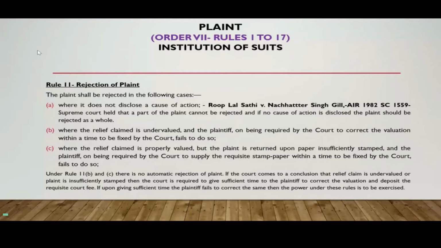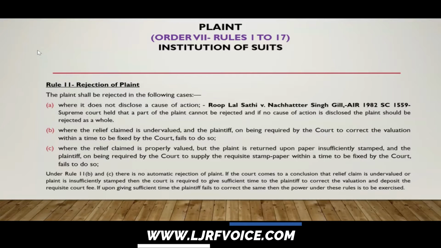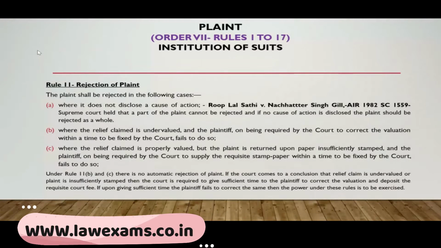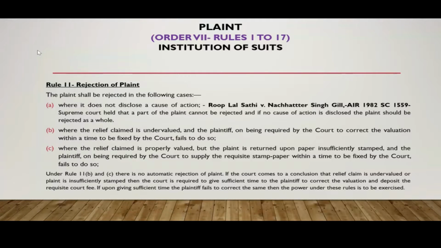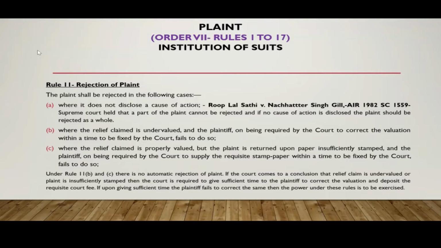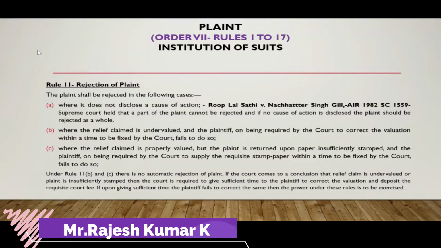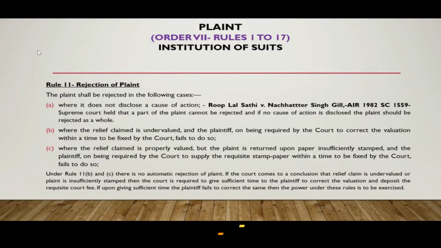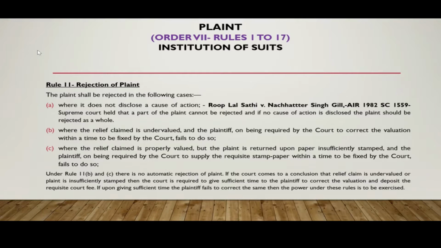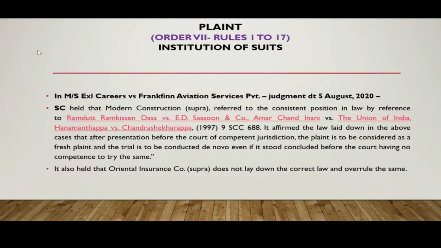Return of plaint I already explained in the last session. The crux of it is, when a court lacks jurisdiction, the court will return the plaint to the party to file it before the proper forum. Proper forum means the forum where the particular suit has got jurisdiction. So the return happens when the court says that it doesn't have jurisdiction, and you go to the place where it has jurisdiction.